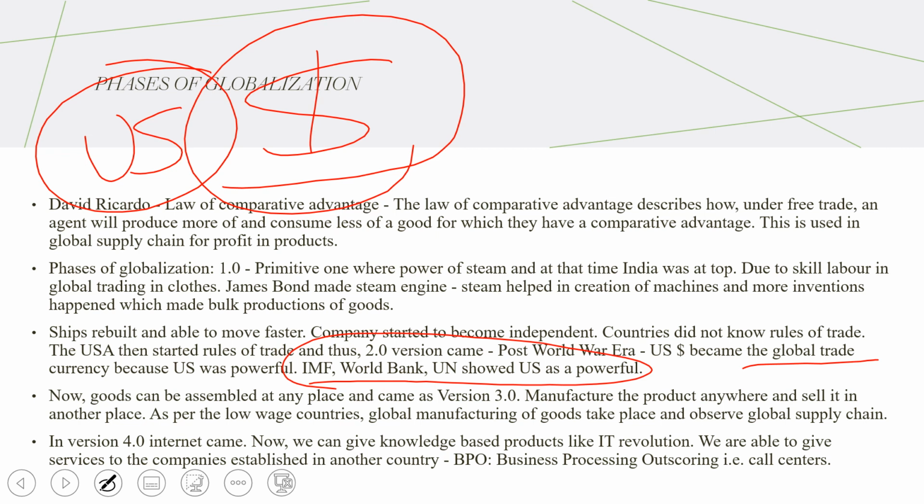So now goods can be assembled at any place, and this came as version 3. Manufacture the product anywhere and sell it in another place. Manufacture the product in China, sell it in India, America and other nations. As per low-wage countries, global manufacturing of goods takes place, and observe the global supply chain, how they are interconnected. I gave the example of how China will produce cloth, buy cotton from Egypt, take buttons from Bangladesh and sell the cloth in Japan. That is called the global supply chain.